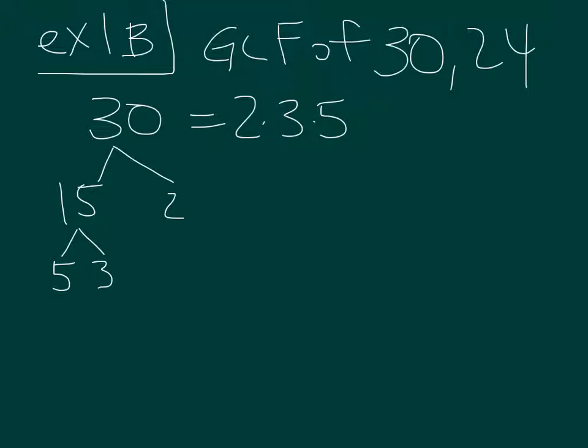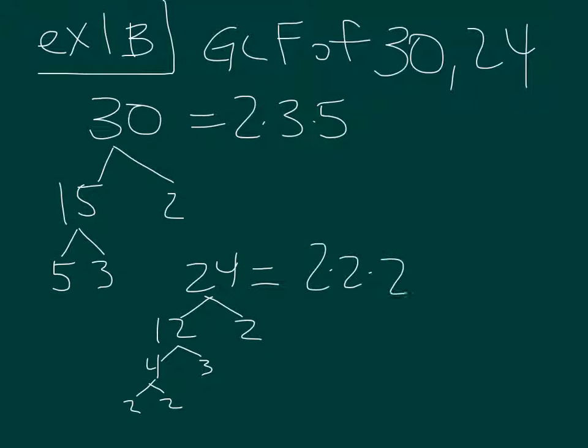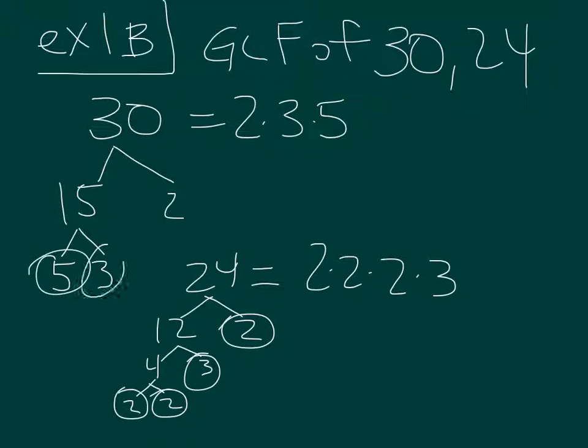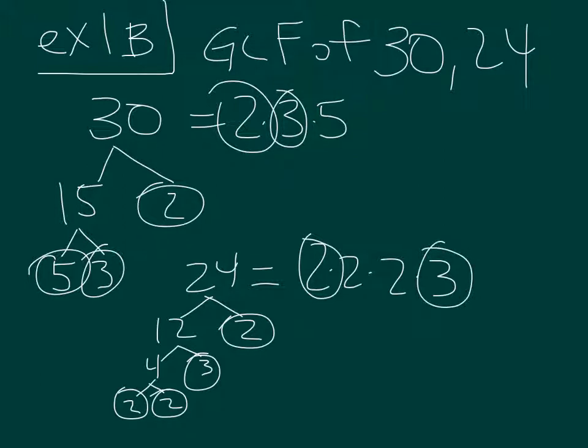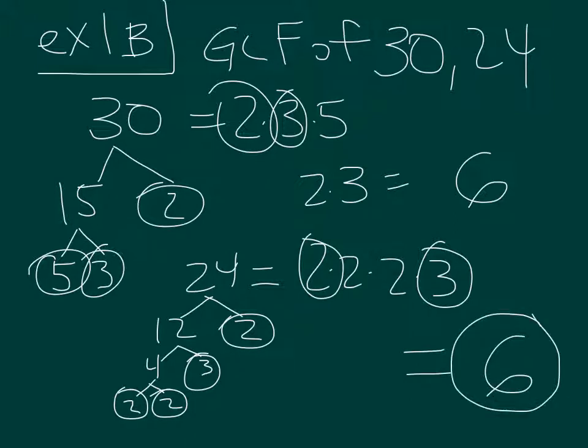And let's do 24. 12 and 2, 4 and 3, 2 and 2. So this 24 is 2 times 2 times 2 times 3. Notice all those prime numbers that we got. So what do they have in common? They both have a 2 in common. They both have a 3 in common. So all you have to do is take 2 times 3, which equals 6. So my greatest common factor is 6.